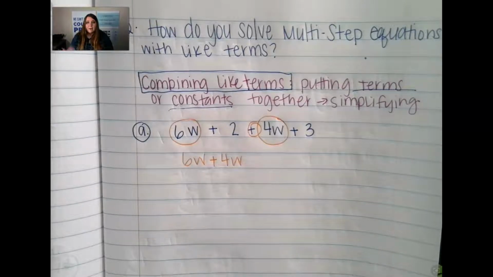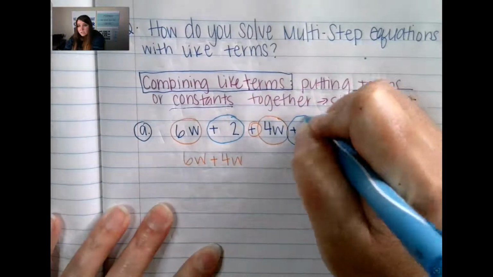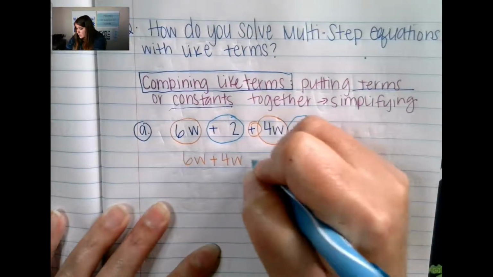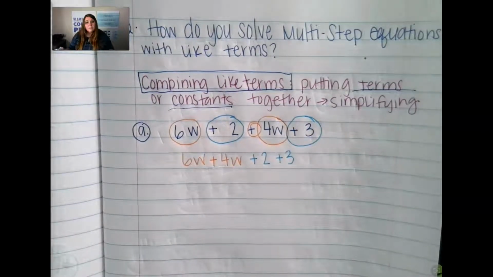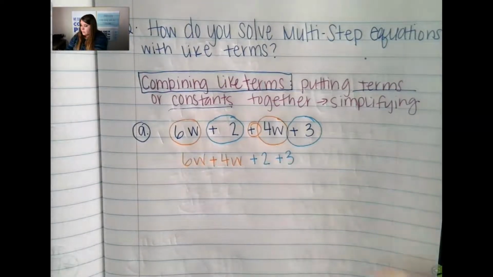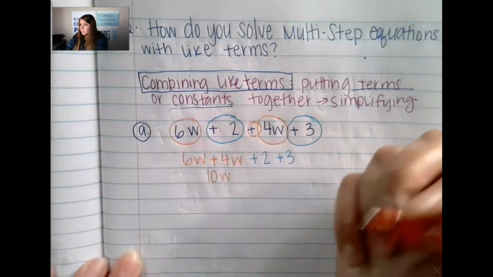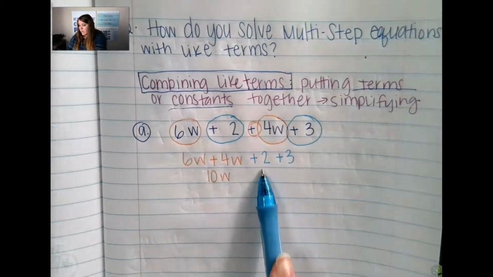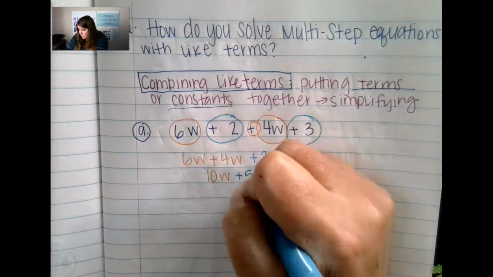Another thing that I have in common here are the constants. That was a variable, but I do have constants here. I have a plus 2 and a plus 3. Those are my constants. So I can put together the things that are in orange because those things are the same. 6w and 4w gives me 10w. Over here I have 2 and 3, that gives me 5, plus 5.